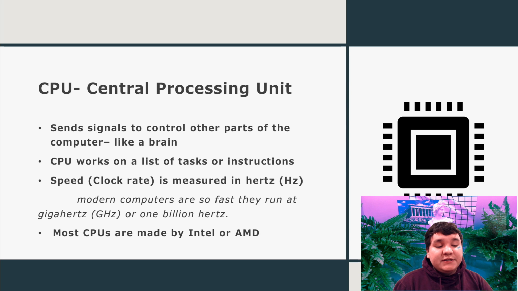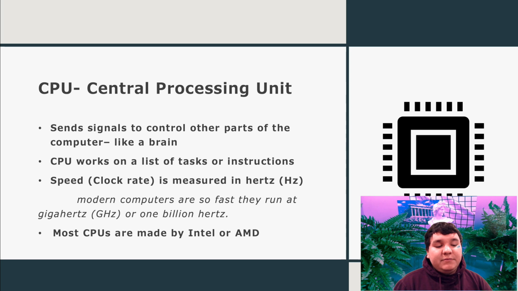So, if you go to Amazon or Best Buy and look at the CPUs they have, the box will tell you how many gigahertz it has. So, a 4.2 gigahertz chip can do about 4.2 billion cycles per second. Most CPUs today are either made by Intel or AMD.